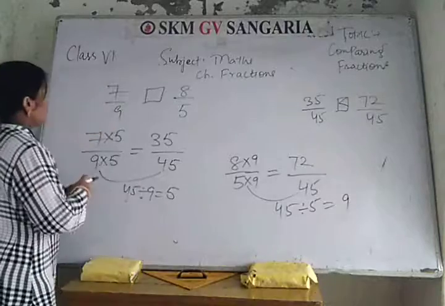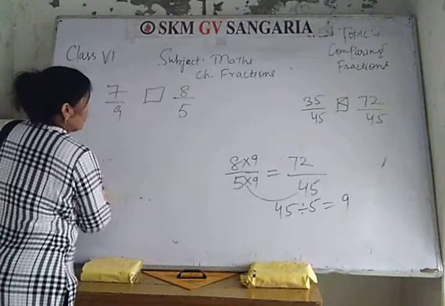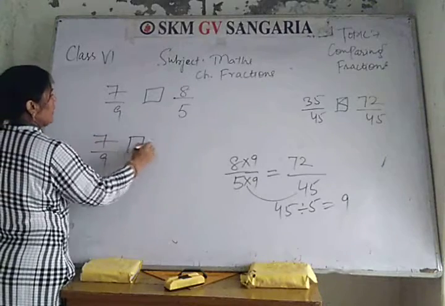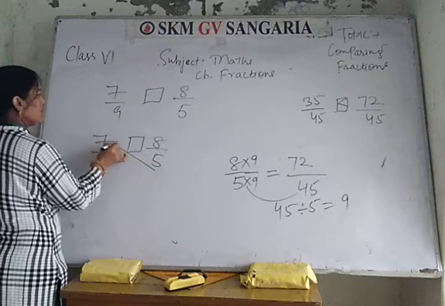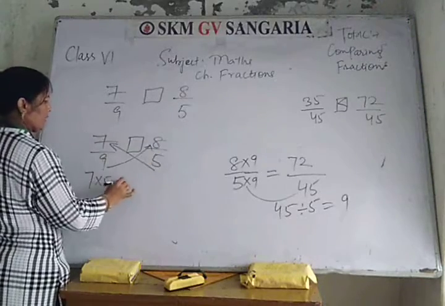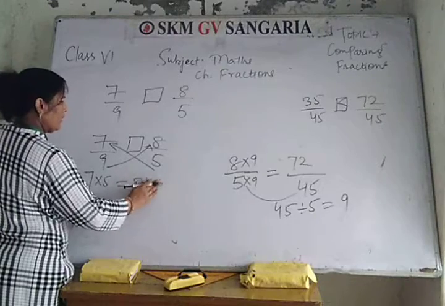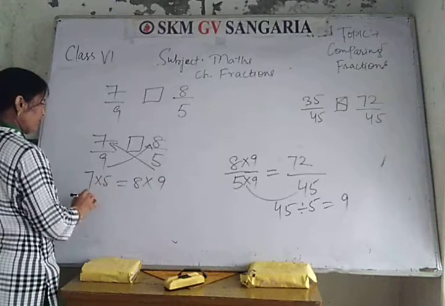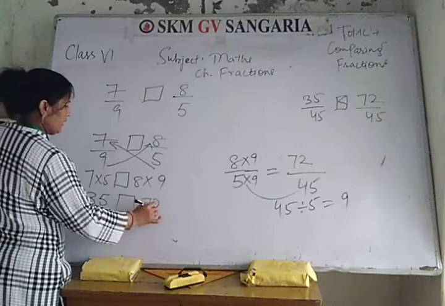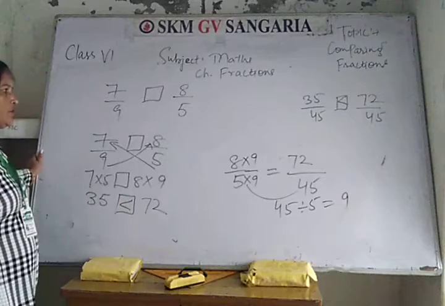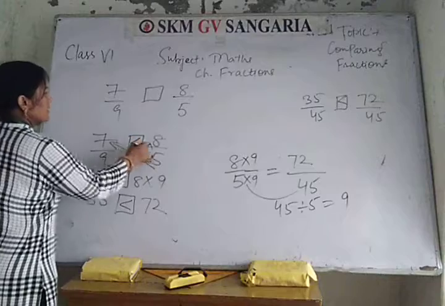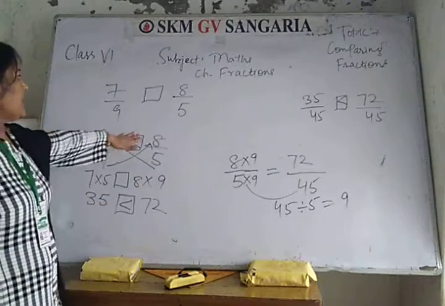Or there is another method of comparing, a very short and easy method, the second method, that is you will just cross multiply. Like 7 upon 9 and 8 upon 5. You will multiply 7 by 5 and 8 by 9. 7 5s are 35. Put a box here. 8 9s are 72. So which is greater? This one, na? 72 is greater, means 7 upon 9 is less than 8 upon 5.